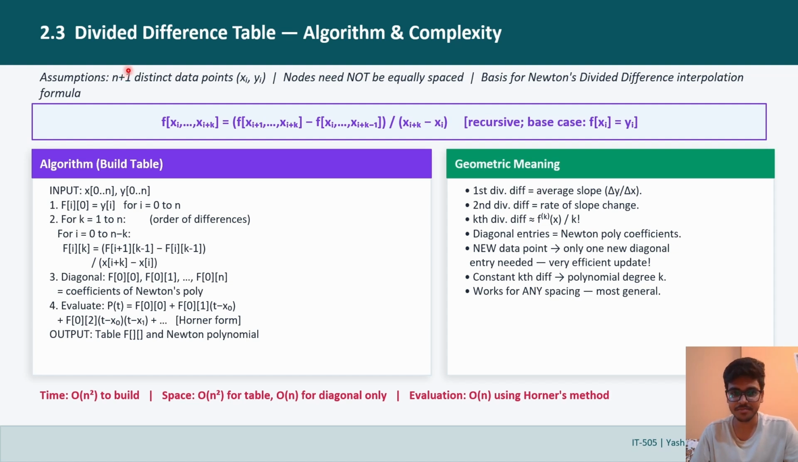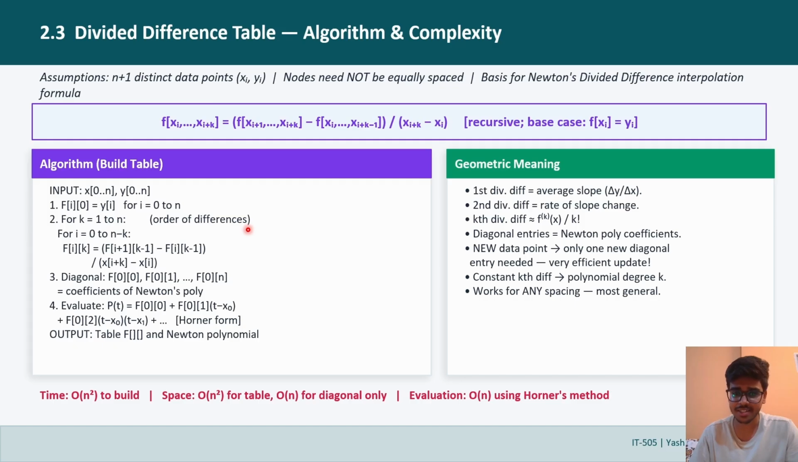Divided difference table. Assumptions: n plus 1 distinct data points xi, yi; nodes need not be equally spaced. This table is the foundation of Newton's divided difference interpolation formula. Algorithm: we initialize the table with f i0 equals yi for all i, then for each order k from 1 to n, for each row i from 0 to n minus k, we compute f ik using the recursive formula.